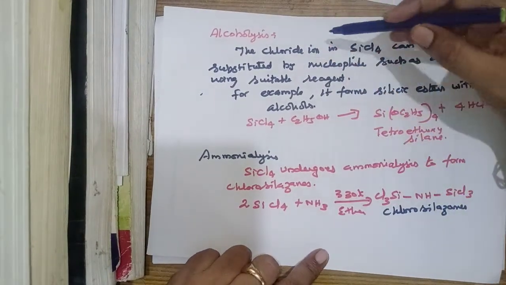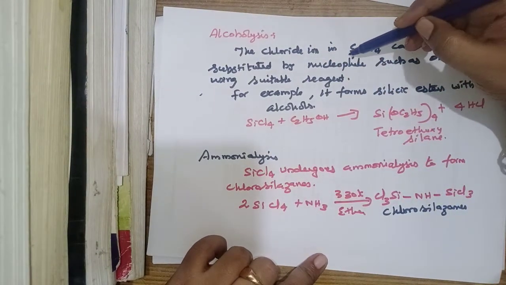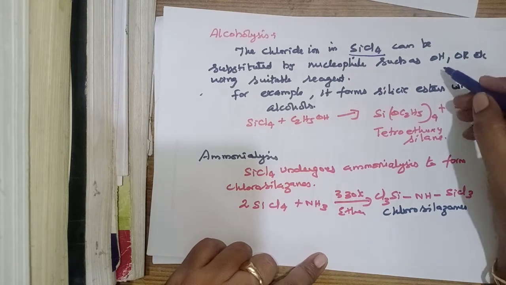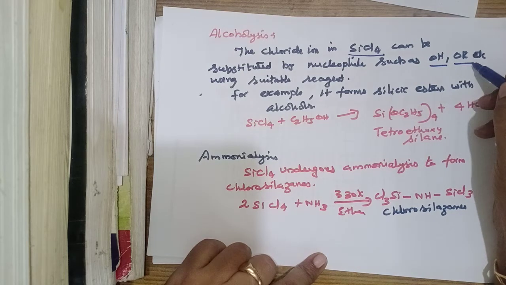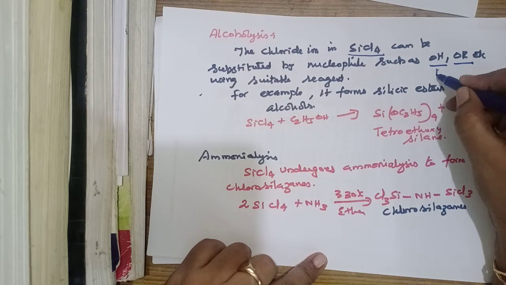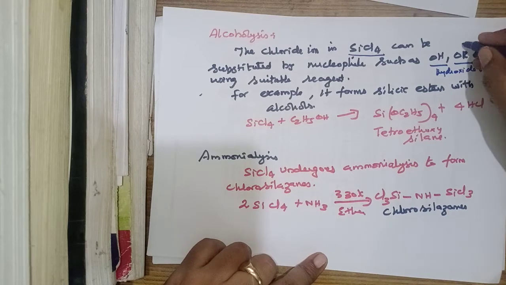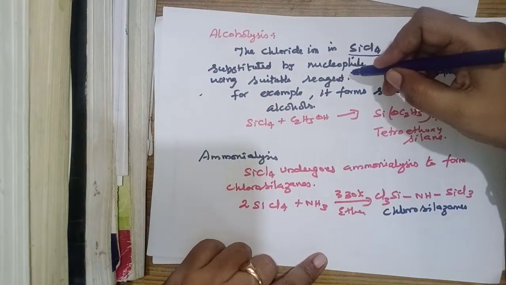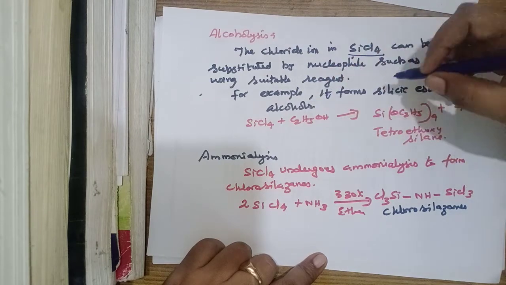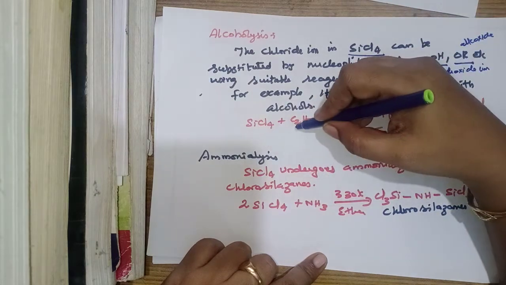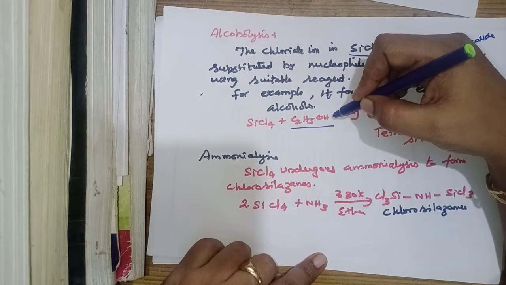Alcoholysis. The chloride ions in SiCl4 can be substituted by nucleophiles. What are the nucleophiles? Hydroxide ion, then alkoxide ions. Using a suitable reagent, for example, it forms a silicon ester with alcohol. Take alcohol, this is C2H5OH, ethanol.